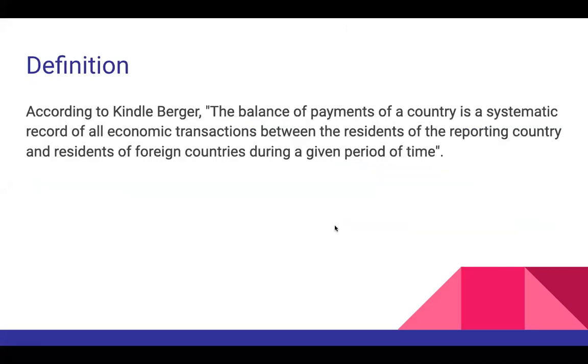So Kindleberger defines balance of payment of a country as a systematic record of all economic transactions between the residents of the reporting country and residents of foreign countries during a given period of time.